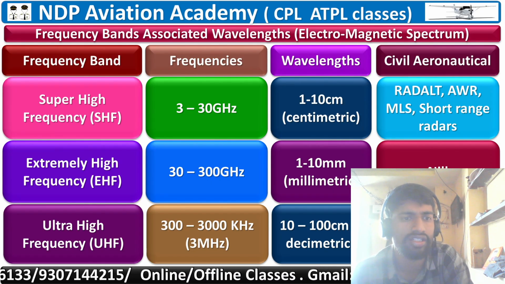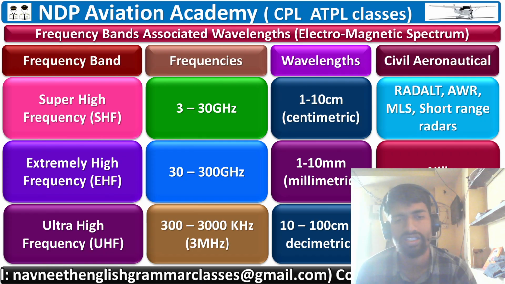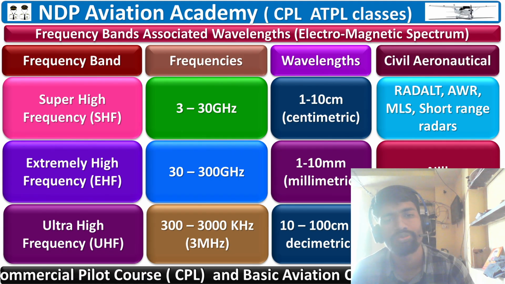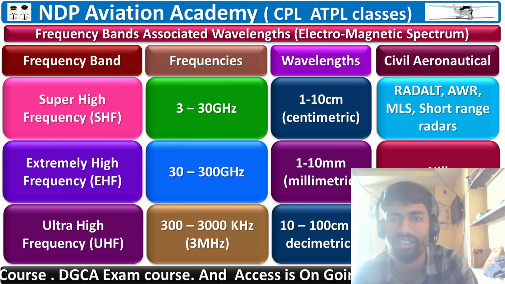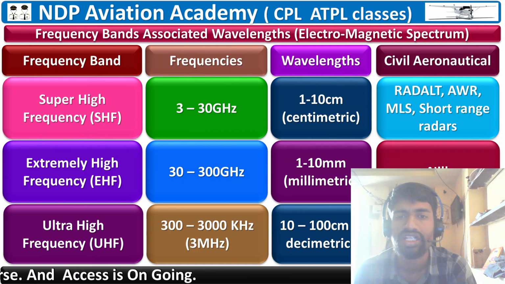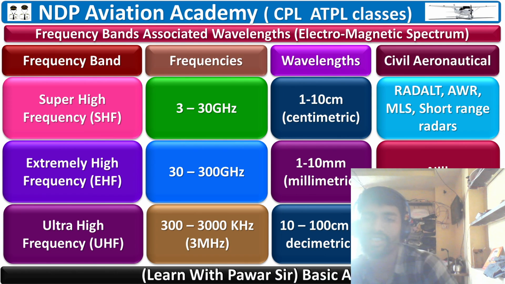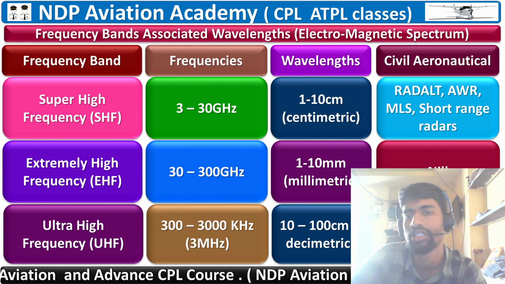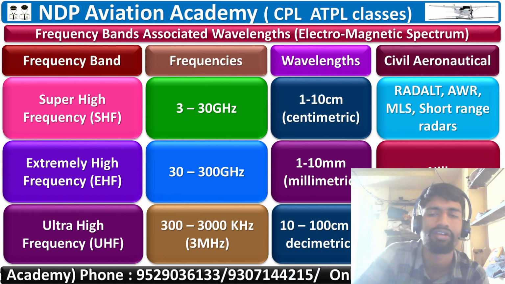Then ultra high frequency we already learned, UHF, starting from 300 to 3000 megahertz, that's called 3 gigahertz. The wavelength is 10 to 100 decimetric, and we use it in aviation for ILS, glide path, DME, SSR, satellite communication, global navigation satellite system, and long range radar. Now I will explain again.